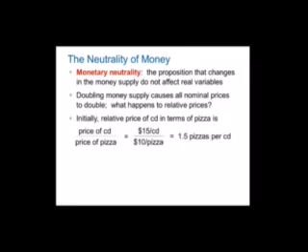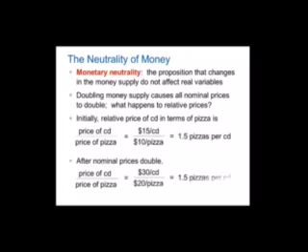Now, if we double money supply, then all the prices in the economy will double. So CDs will now be $30, and the price of pizza will be $20. So yes, the prices went up, but the relative exchange, how many pizzas you have to give up to buy a CD, stays the same. The relative price remains unchanged if you increase money supply and all prices go up by the same amount.